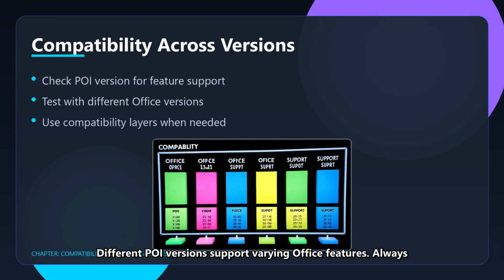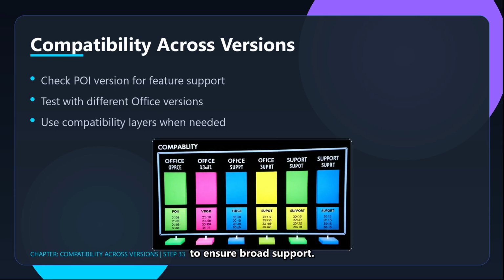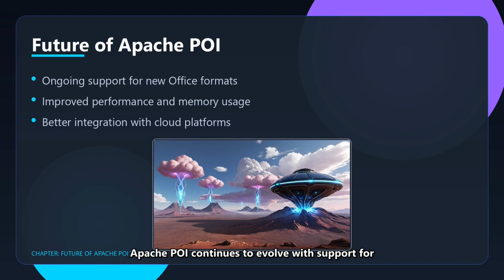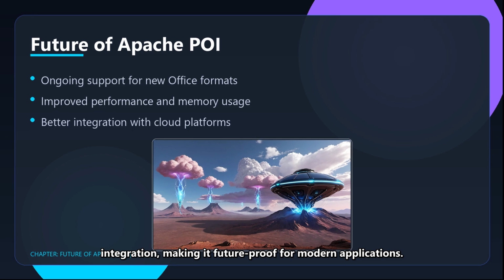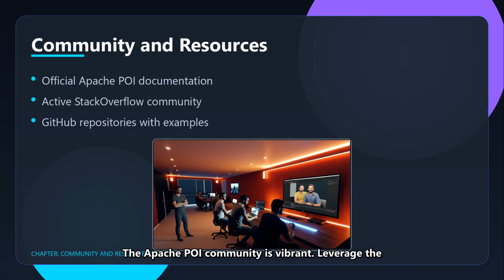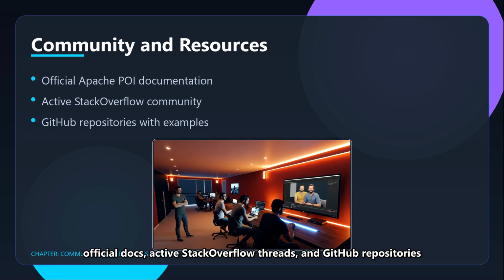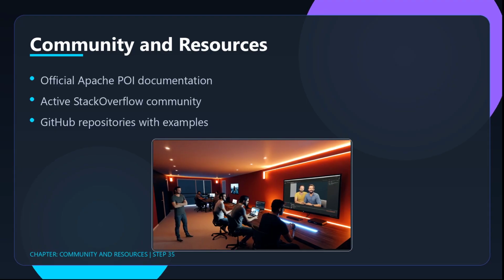Different POI versions support varying Office features. Always test across Office versions and use compatibility layers to ensure broad support. Apache POI continues to evolve with support for new Office formats, improved performance, and better cloud integration, making it future-proof for modern applications. The Apache POI community is vibrant. Leverage the official docs, active Stack Overflow threads, and GitHub repositories with real-world examples to accelerate your learning.